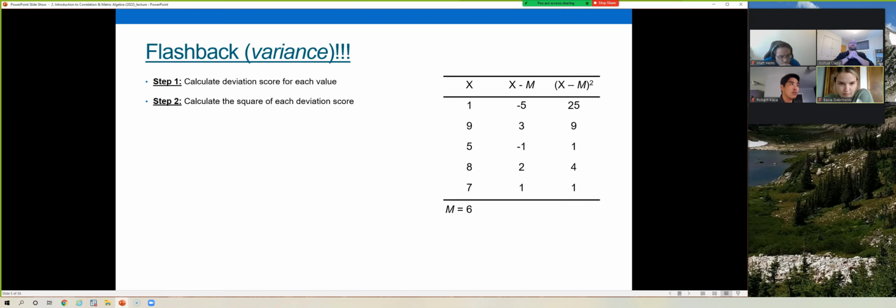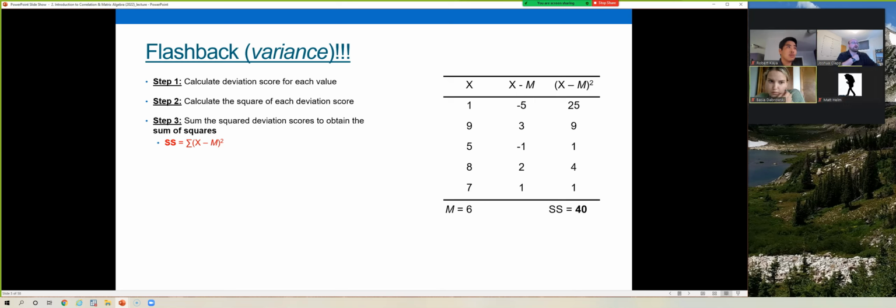Then what I'm going to do is square the deviation, take the square of each deviation score. Then I'm going to sum all of those squared deviation scores. This is going to give me my sum of squares. Sum of squares is just the sum of your squared deviations, and when I sum those up, it gives me a value of 40. So Matt, can you tell me why I squared those deviation scores?